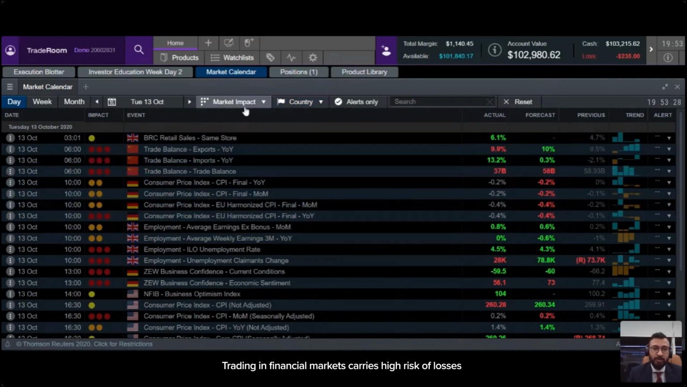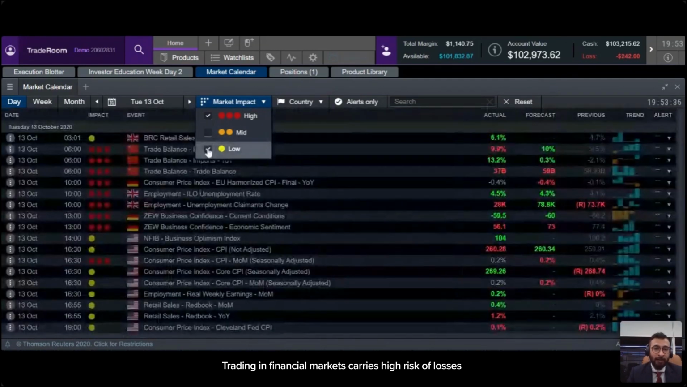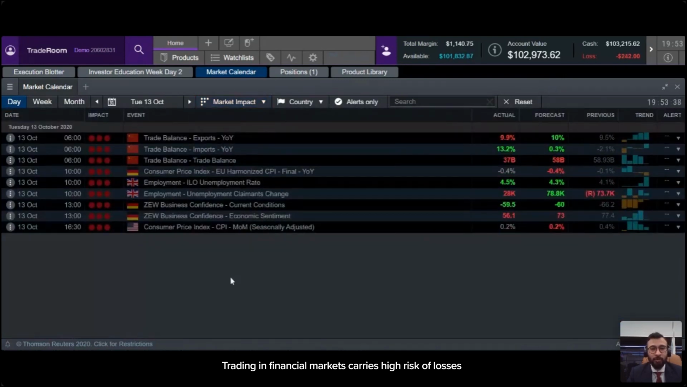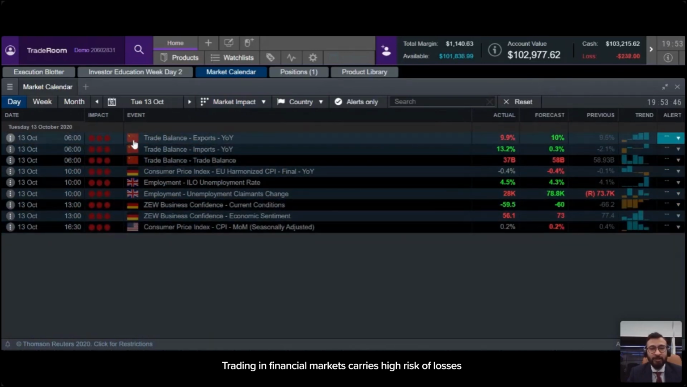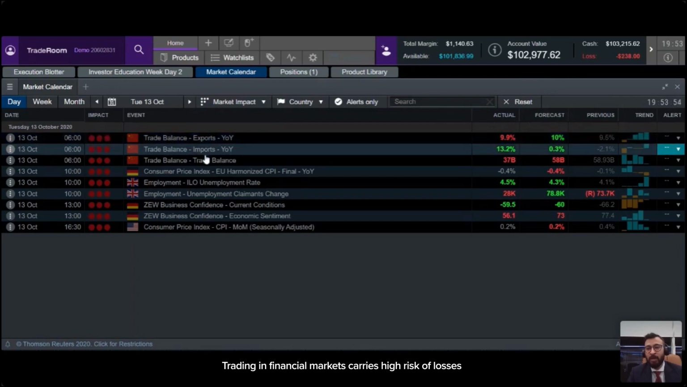Now all I need to do is filter on market impact. I don't want the one yellow dot or two orange dots. I want to see the news with the higher impact. So now what I see today is all the higher impact news. You see the flag next to the event. So this is the Chinese flag. Today morning at 6 a.m., this is UAE time on the left, the trade balance, export and import of China came out.